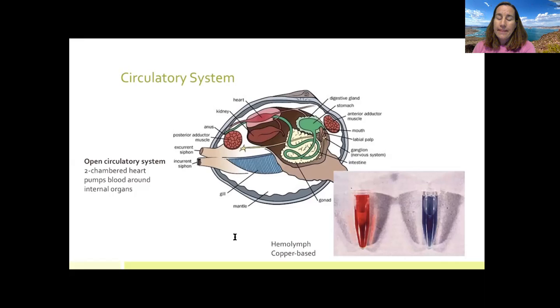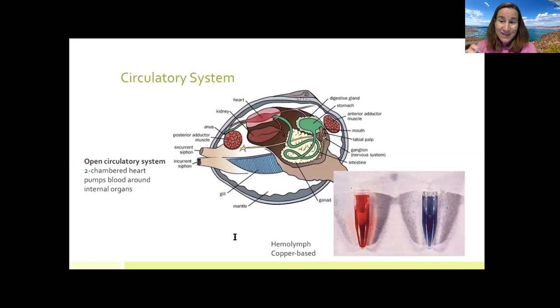hemolymph. And there's where our oxygen binds to iron on our hemoglobin molecules, and we have the capability of binding 4 oxygens for every molecule of hemoglobin, and they bind to iron. So every oxygen is going to bind to an iron in your red blood cells right now. In octopus or in bivalves, they have oxygen bind to copper.